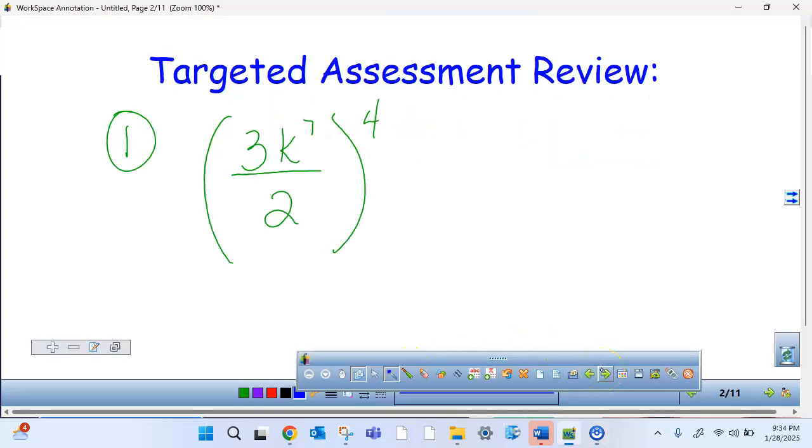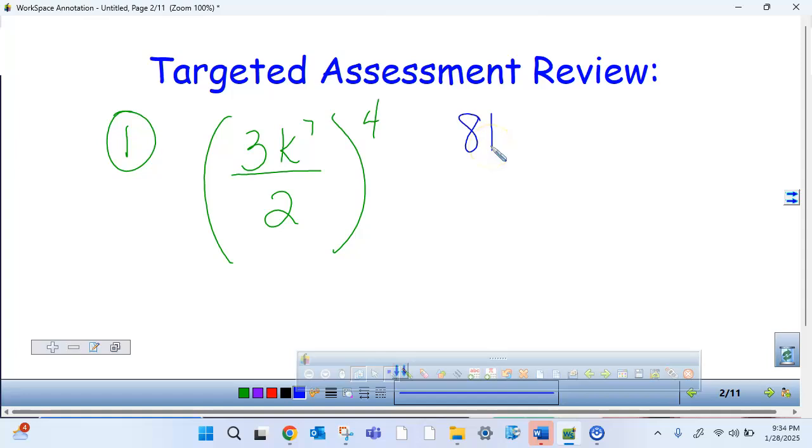Okay, number 1, we have 3k to the power of 7 over 2, and it is all being raised to the power of 4. So you've got 3 different parts. You've got the 3, the k to the power of 7, and the 2. Each part gets raised to the power of 4. So you've got 3 to the power of 4. It is reasonable to simplify that. It simplifies to 81. k to the power of 7 to the power of 4.